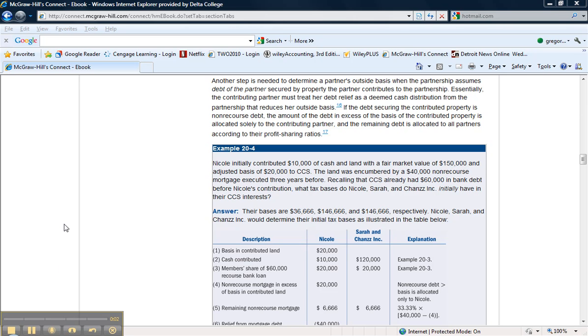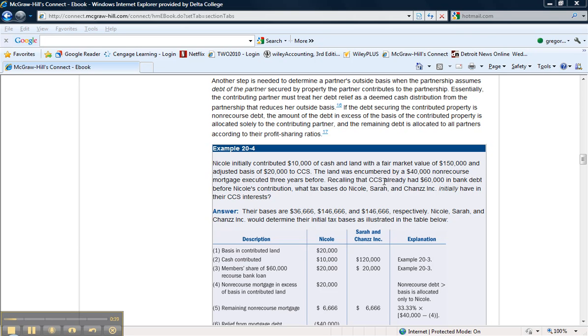Continuing on with the discussion of how a partner calculates his or her outside basis in a partnership, we have to deal with what happens when the partnership assumes debt from the partner. So the partner contributes assets like land that have a mortgage on them, and the partnership is going to take on that mortgage. This example talks about Nicole's situation where she contributed cash, land with a fair market value, adjusted basis of 20. The land was encumbered by a $40,000 non-recourse mortgage.